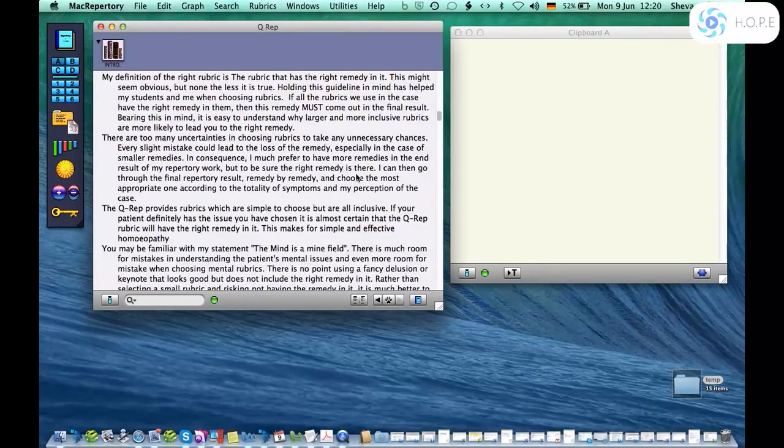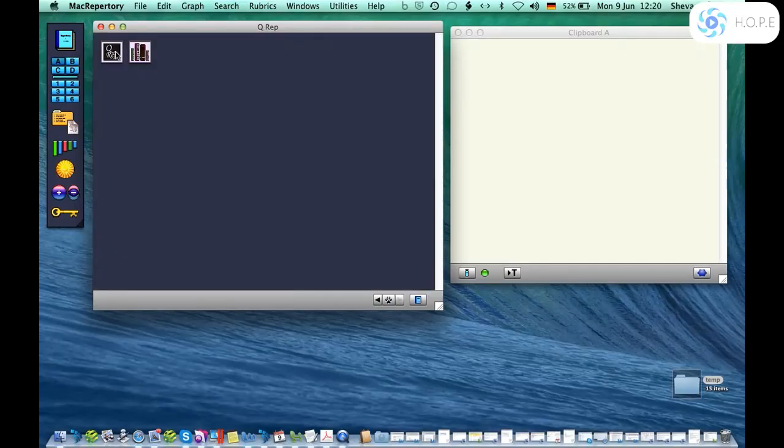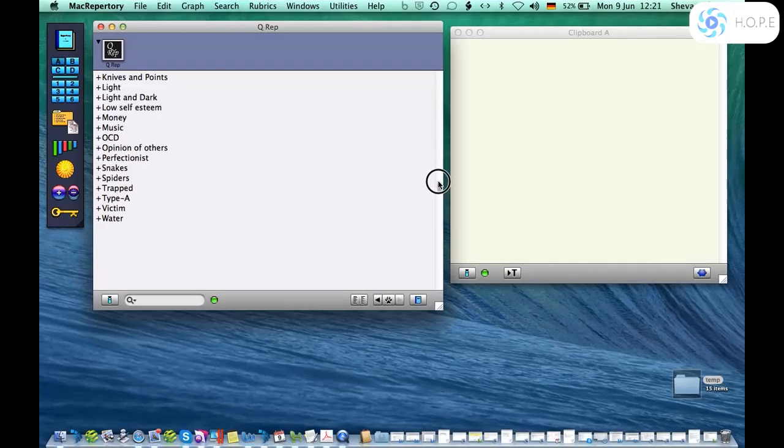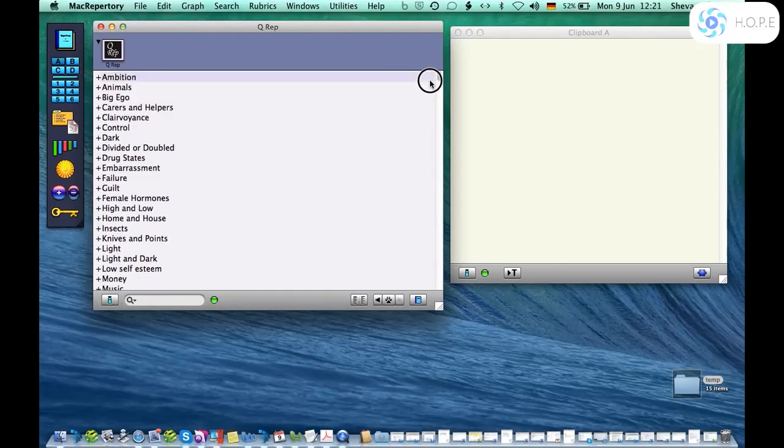In fact, the whole design of the QREP is about simplicity, to make it easier to choose rubrics and to combine rubrics. Now, here is the list of rubrics we have, and what you'll see is that there are far fewer rubrics than a conventional repertory, but they are all mental rubrics, and these rubrics cover themes or meta concepts of ideas from the mental and emotional sphere.